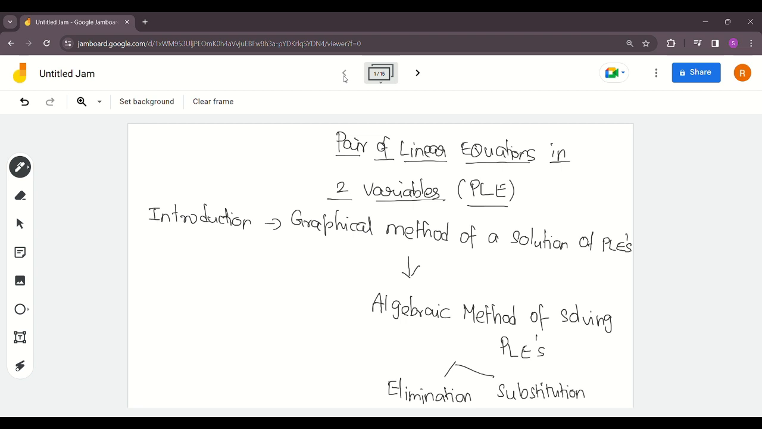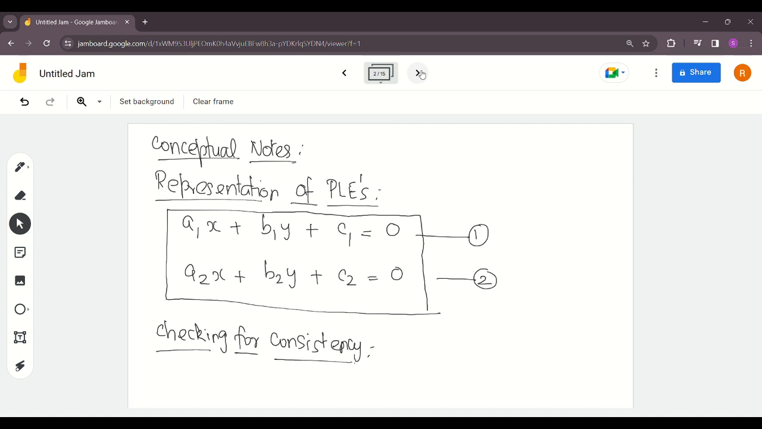So topics given in your textbook are introduction, graphical method of the solution of linear equations, and algebraic method of solving linear equations. Under this you have got two types, elimination method and another one is substitution method. So everything we are going to see. So now first, before that, let us see the conceptual notes.